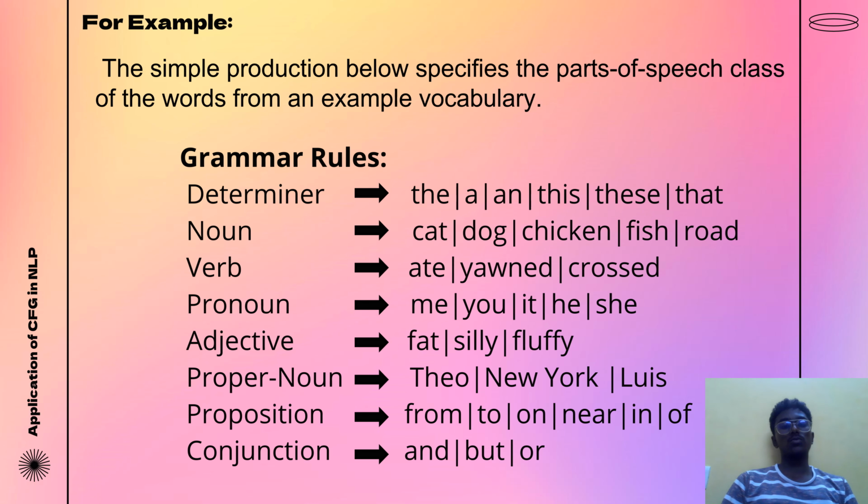We'll just quickly go through an example for the CFG, and we'll just take a simple parts of speech class of the words from an example vocabulary. This is simple, right? A noun, 5 nouns, 3 verbs, pronouns, adjectives, proper nouns, and stuff. We'll just take a set of vocabulary and classify them as lexicons, and this one we'll just go through them.